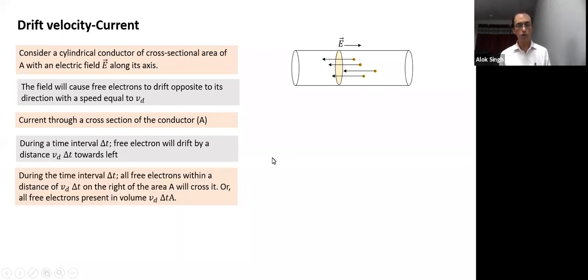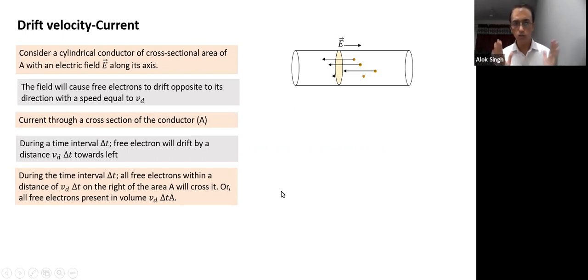So during that time, all free electrons which are within the distance of displacement, equal to Vd into delta t, on the right of the area will cross it. Another way of stating this: let's say Vd into delta t comes to 5 centimeters, so the displacement in time delta t is 5 centimeters. An electron at a distance of 2 centimeters will cross, 4 centimeters will cross, 4.9 centimeters also will cross, but 5.1 centimeters will not cross. So that's what we have put in the form of a statement: during a time interval delta t, all free electrons within a distance Vd into delta t on the right of the area will cross, which is easy to understand from the figure also.